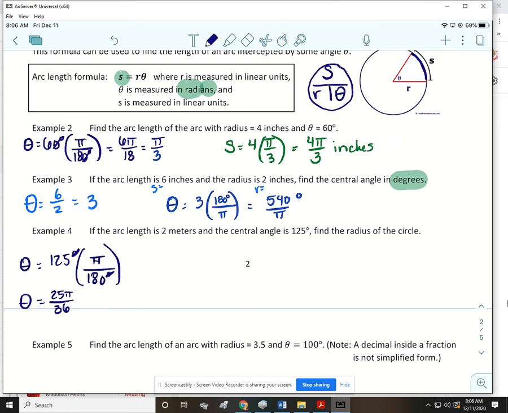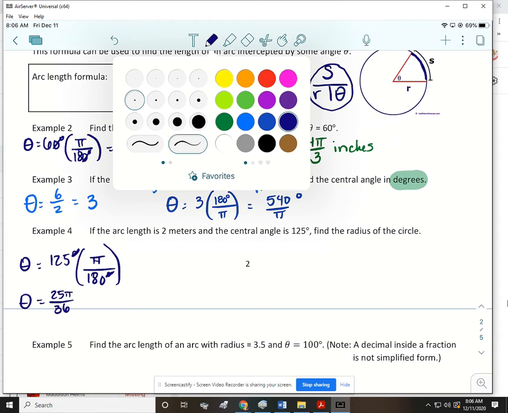And then 25 and 36 don't have anything in common because the only factors of 25 are 1, 5, and 25. 1 is common with everything. We don't use it to reduce. So that's it. That's the reduced version of theta.